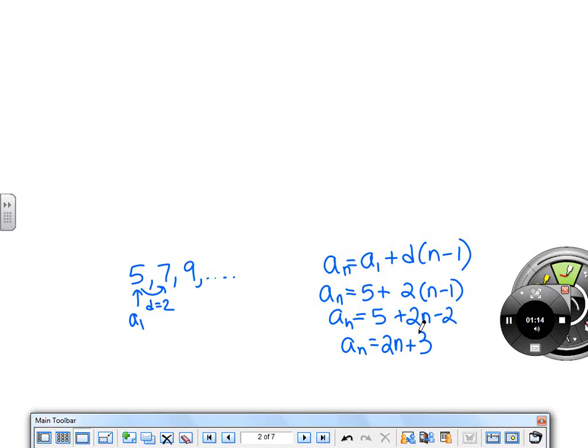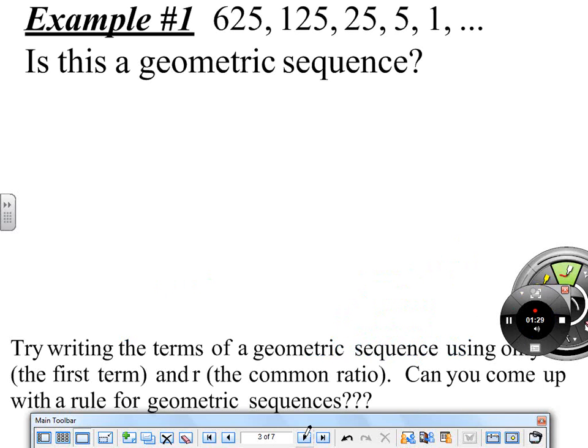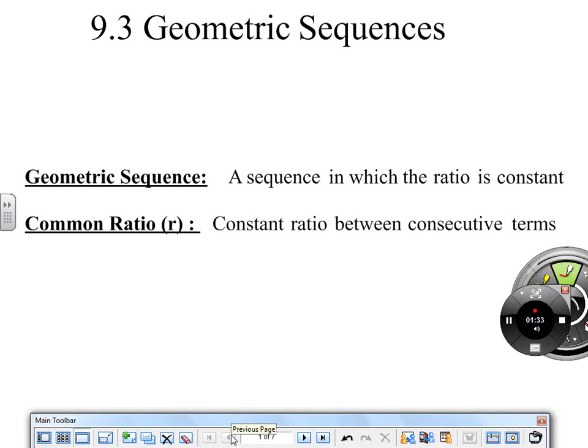So this is a reminder that that's how we would write a rule for an arithmetic sequence, and that we would call the different terms. Remember, A represented a term, the little subscript next to A represented what term, and D stood for common difference. So now we're going to be looking at geometric sequences, and this is a sequence in which the ratio is constant. So instead of a constant difference, it has a constant ratio between terms, and they like to call that R.